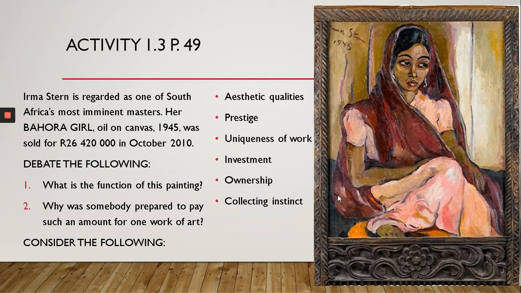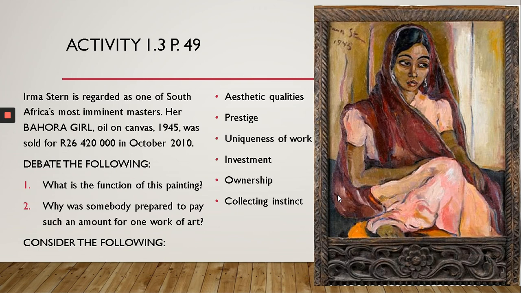Activity 1.3 on page 49. You are going to look at Irma Stern's picture, Bora Girl, which is oil on canvas in 1945. So think about it, what was happening in South Africa in 1945, and also think about what influences you see in this picture. Okay, what is the function of the painting?